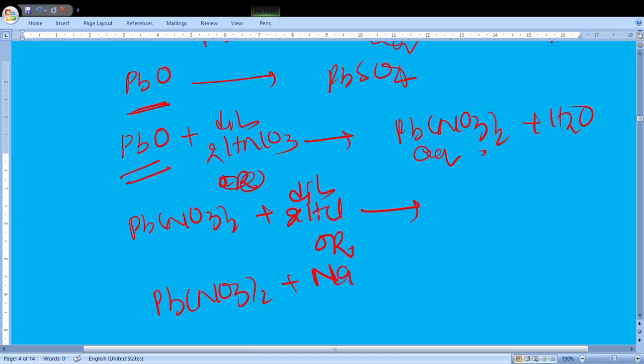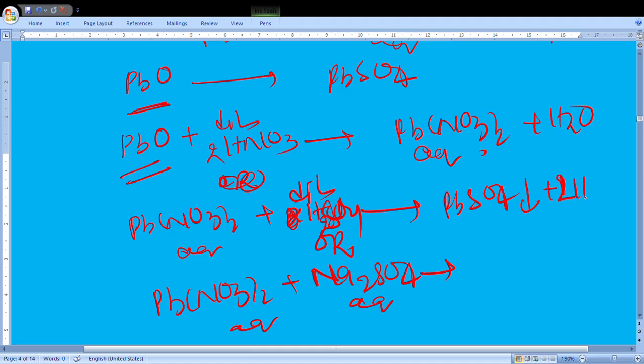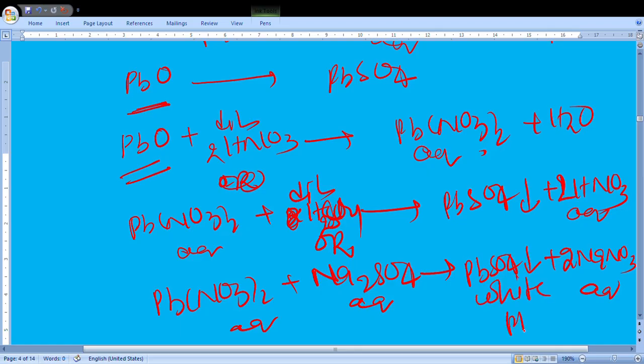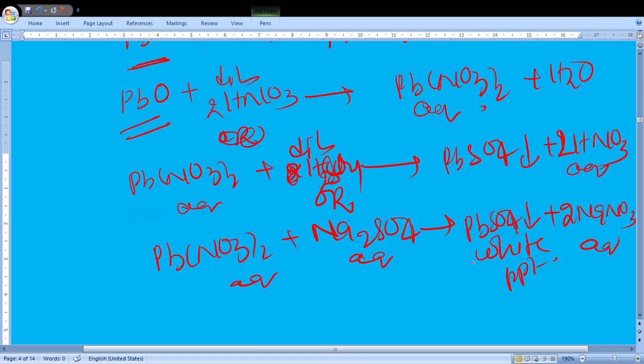the dilute H2SO4, not HCl, here either that or Na2SO4, so they will be in aqueous state, to prepare PbSO4 as a white solid plus 2HNO3, or PbSO4 as a white solid plus 2NaNO3. The NaNO3 and HNO3 will be liquid aqueous solution and PbSO4 will turn to white solid. Is that clear to everybody? Okay, next question will be asked.